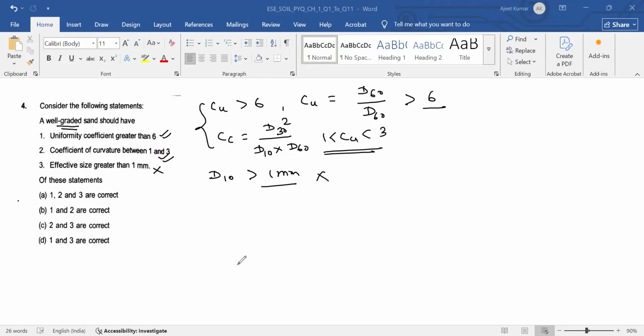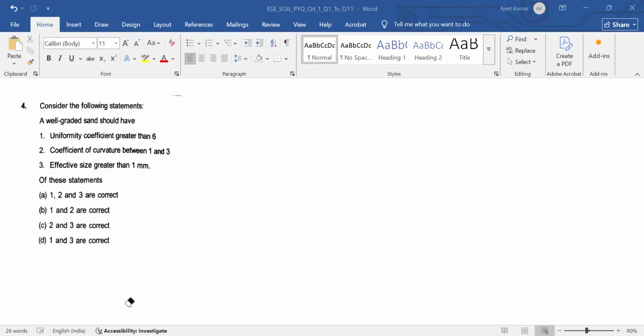Okay. For this, I'm giving a chart. So for this, I'm writing a chart. Please see carefully. Let me clear this first. So chart is like this. Well-graded gravel, GW.